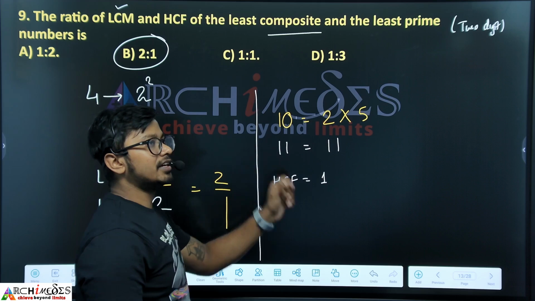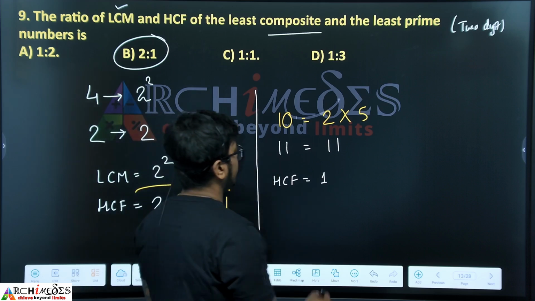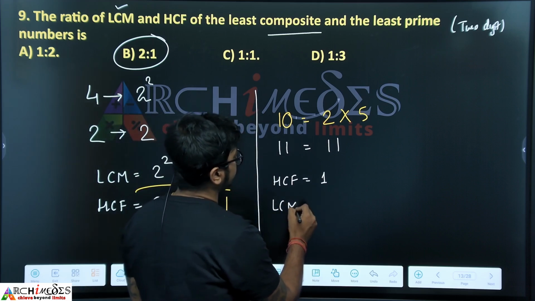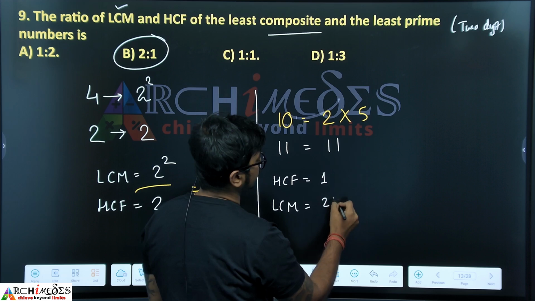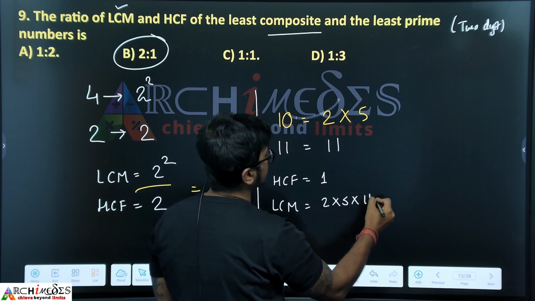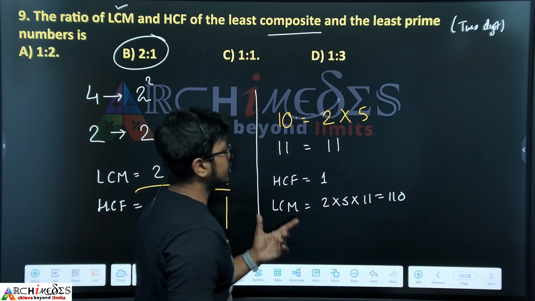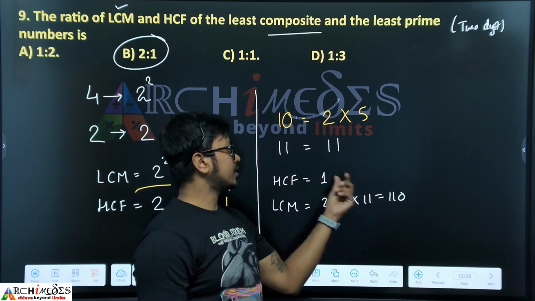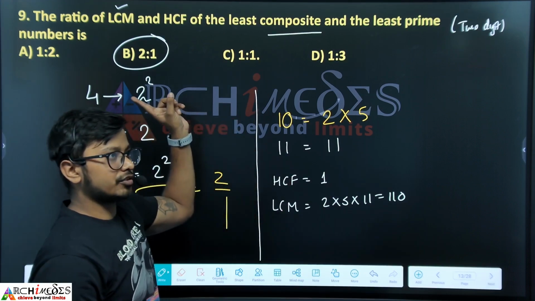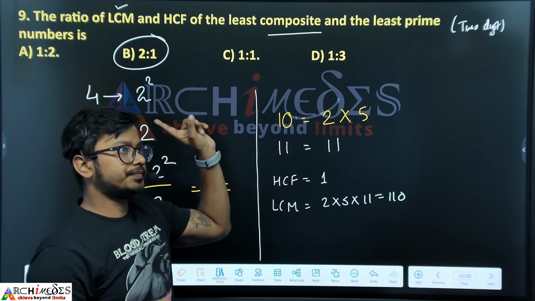So 10 and 11, see, their HCF will be 1. So LCM you know, everyone will write it, because 10 is 2 into 5 and 11 is a prime number. Am I clear? So it is 110. So if the question is this one, its answer is 110:1. Same question, if asked, clear?